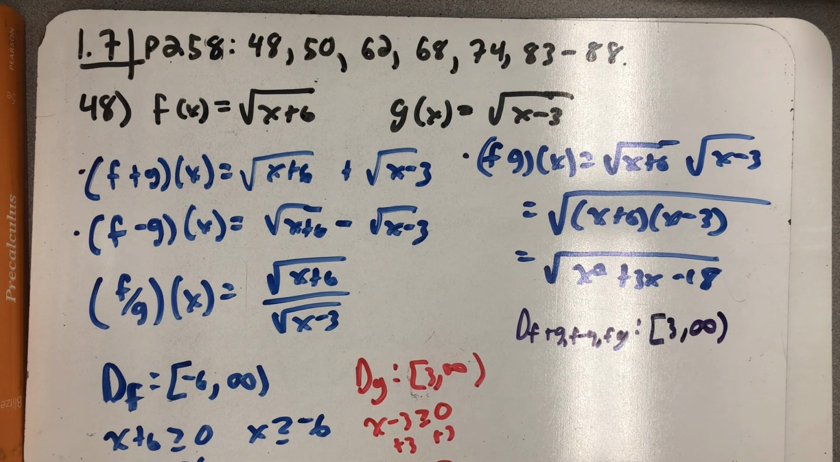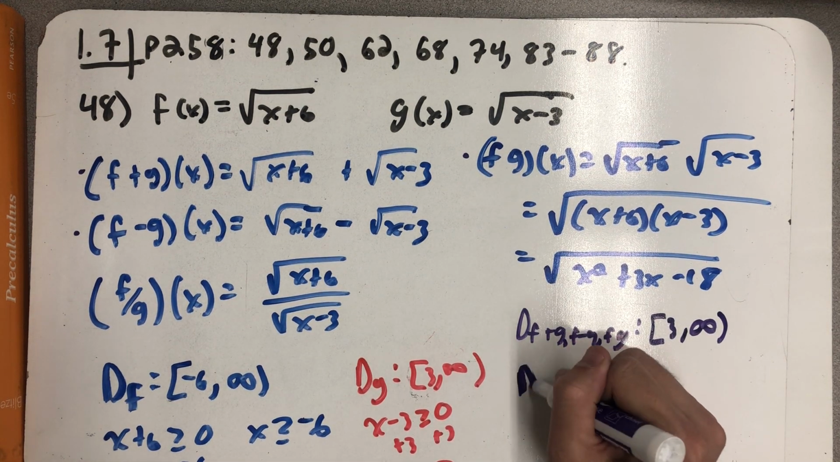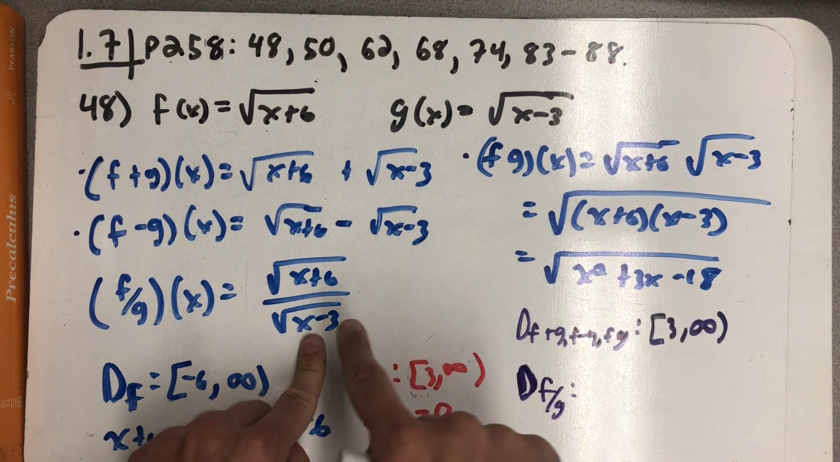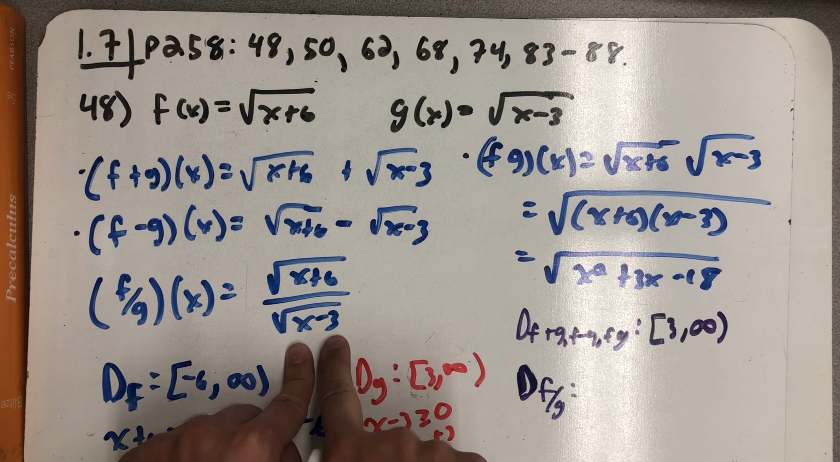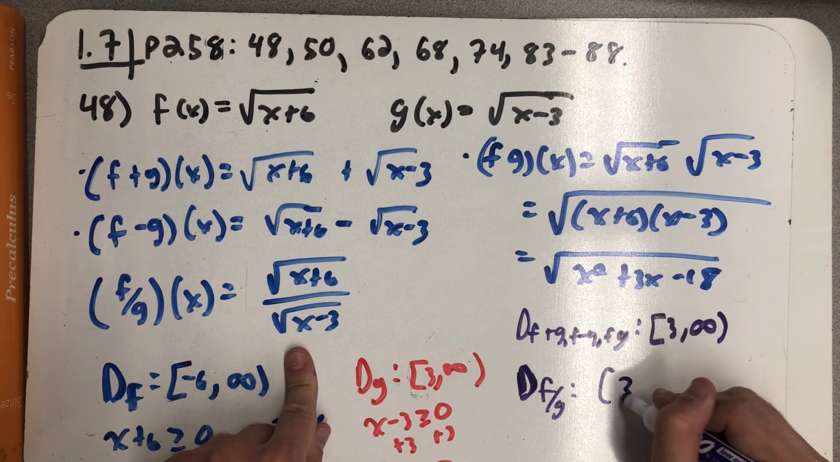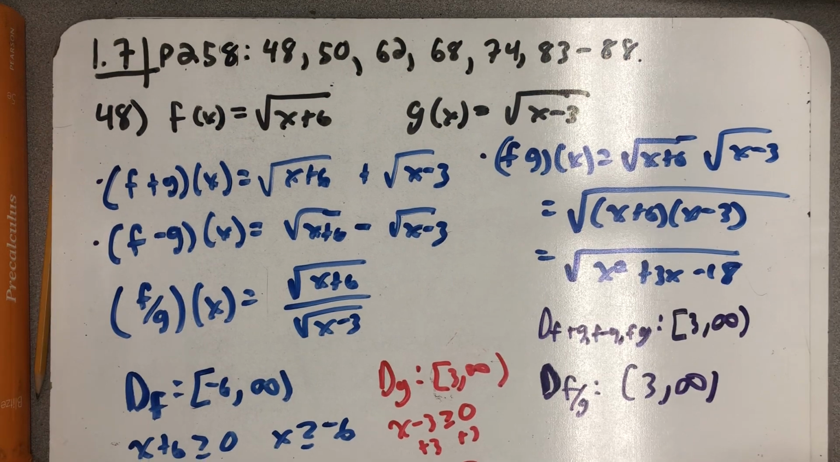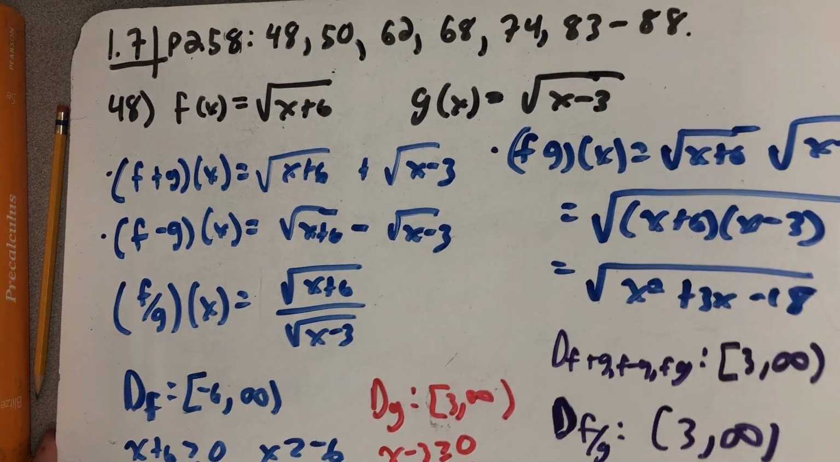The domain of f over g starts with that, but I have to throw out anywhere where I would be dividing by 0. Looking at the bottom of the fraction, if I was to plug a 3 in, I get 3 minus 3 is 0. So I have to remove the 3. And there's number 48. The four functions and then the domains. Next up, problem number 50.